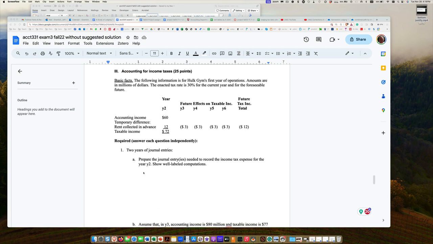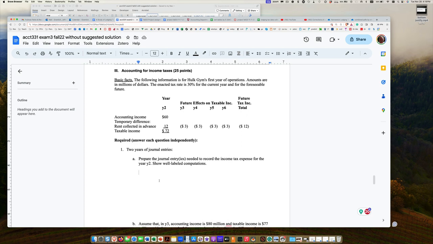In number one, which we did in class, we're going to record the journal entry for this at the end of the year, December, I'll put down 12/31, year two. The first thing we're going to do is figure out the income tax payable. How much are we going to have to pay with a tax return? That is the taxable income, 72, times the tax rate of 30%, and this is going to be our credit.